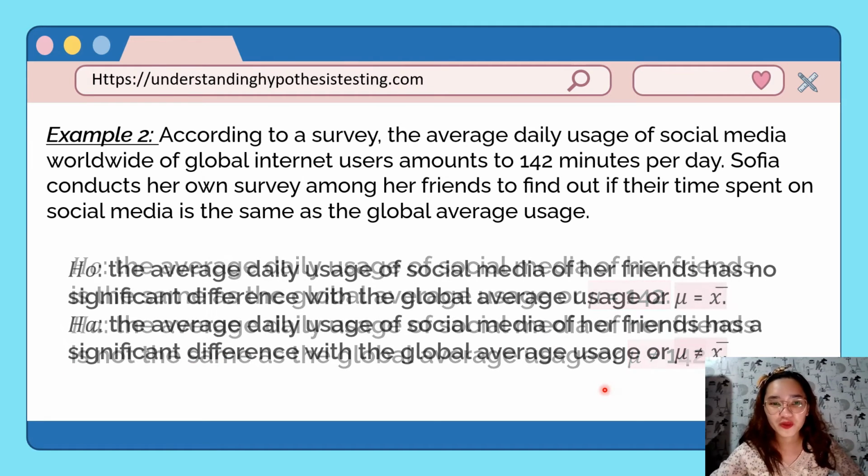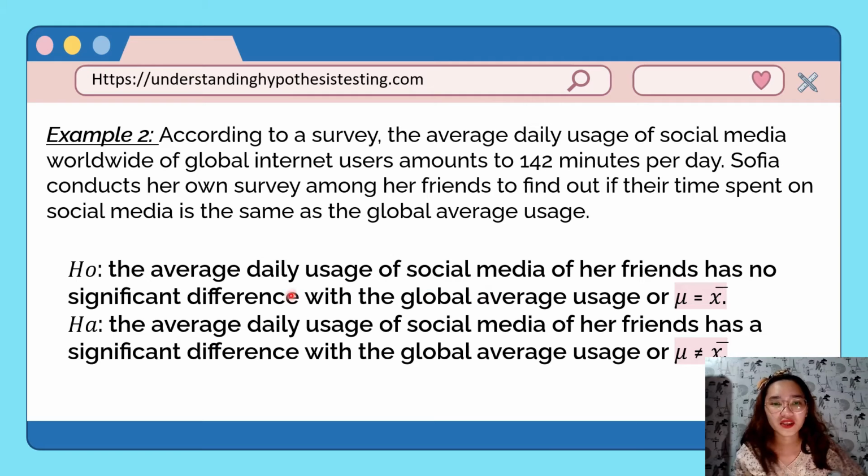Ayan. Okay. Or pwede rin natin state as this. The average daily usage of social media of her friends has no significant difference with the global average usage. Ayan. So, kapag null hypothesis, no significant difference. At kapag alternative hypothesis naman, ayan, the average daily usage of social media of her friends has a significant difference with the global average usage. Or in symbol, ayan po siya.